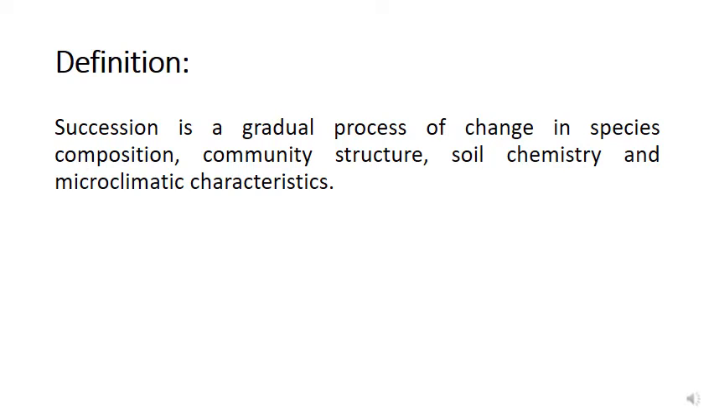Succession has been defined as a gradual process of change in species composition, community structure, soil chemistry, and microclimatic characteristics. And it occurs because of or following natural or human induced disturbances. In natural, we have windstorm, heavy rains, flood, tsunami, or say drought. Whereas human induced, cutting, logging, outbreak of pest insects, destruction of natural habitat, etc.